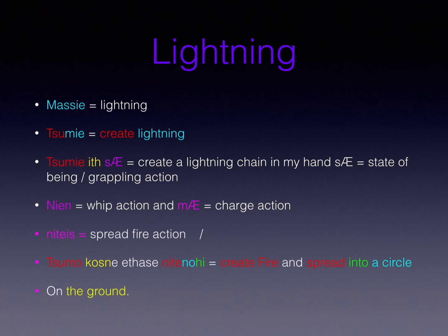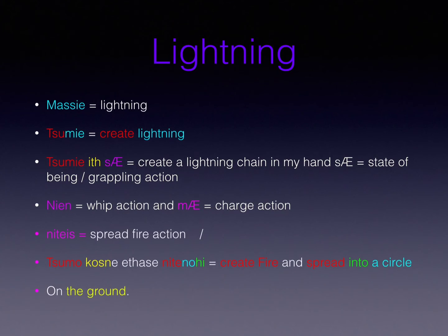Alright, next we have lightning. Lightning, there is masye, which means lightning, but that's actually not a spell. That's just the word lightning. And then tsumie, mie would be the lightning ending. And then tsu is create, so that would be the short spell. Tsumie is create lightning. And then lightning doesn't really have any grammar rules.